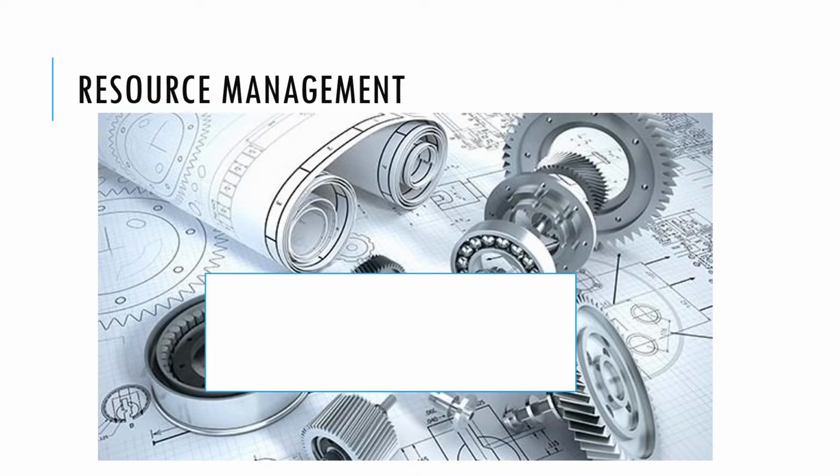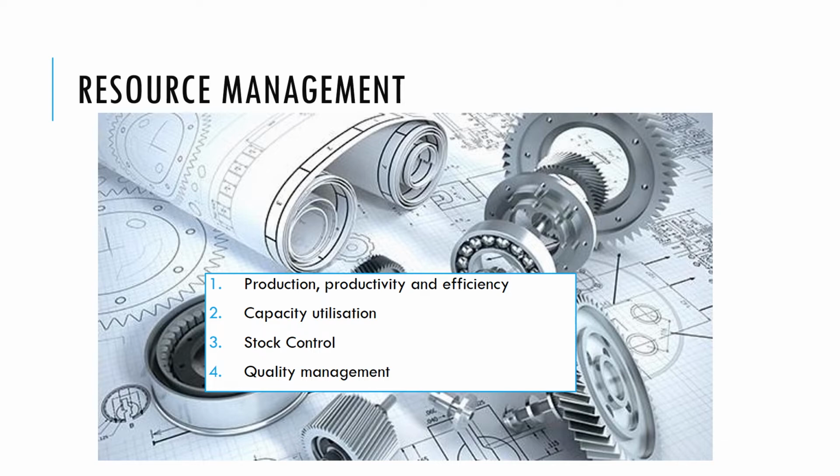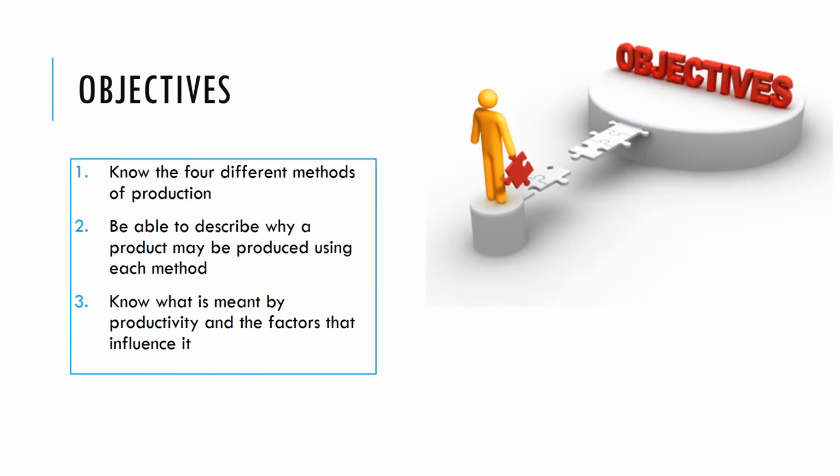Resource management contains 4 topics. We're going to start off by looking at production, productivity and efficiency, then move on to capacity utilization, stock control, and finally quality. So today's video, we're going to look at production and productivity. Our objectives are to look at 4 different ways in which a business might produce its products, be able to describe why a product may be produced using each one of those ways, some of the advantages and disadvantages, and then move on to looking at what is meant by productivity and what might influence the level of productivity in a business.